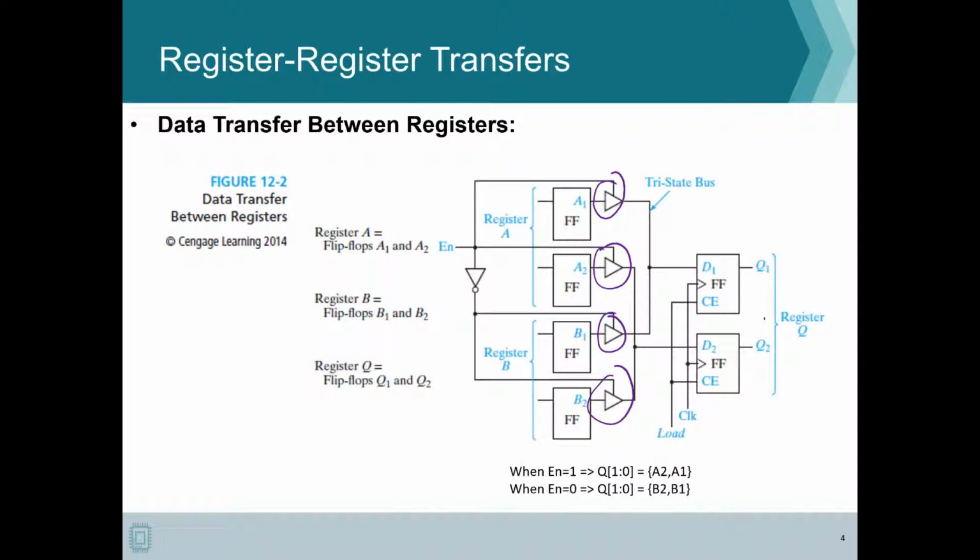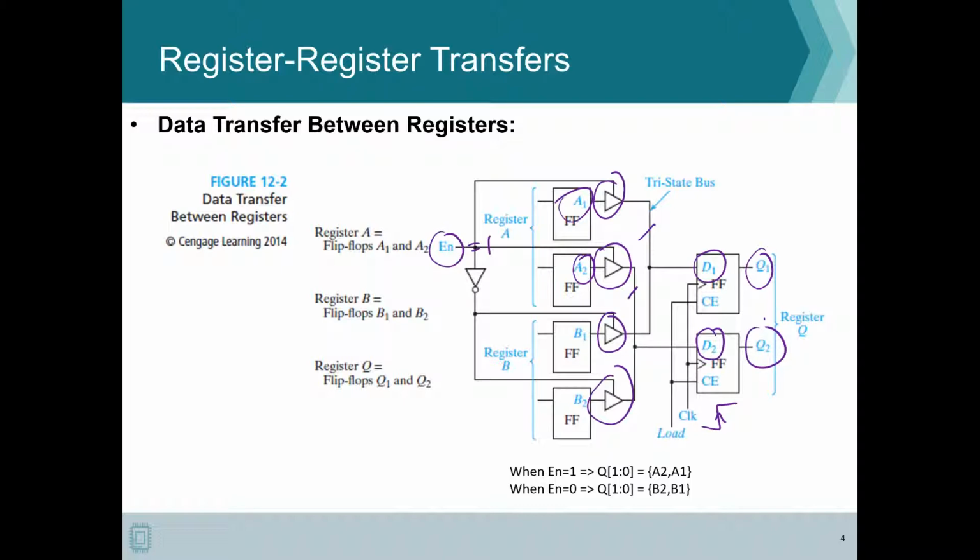As you can see, whenever we have an enable signal which is equal to 1, then we can see that these buses are active. So the value of A1 will be pushed into D1, and the value of A2 will be pushed into D2. And then when you have the rising edge of the clock, those values will then appropriately be moved to Q1 and Q2.